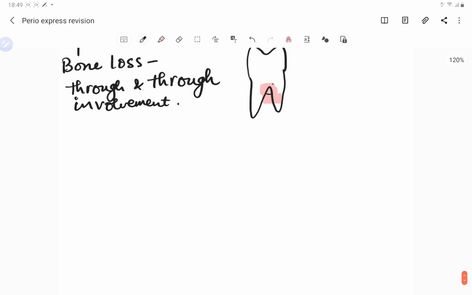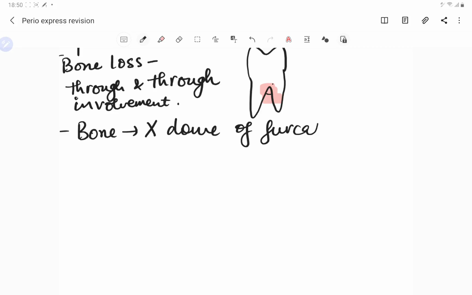And bone is not attached to the dome of the furcation. Now you know that dome of the furcation is our fornix area, so bone is not attached to that. Bone is not attached to the dome of the furcation. So there is a complete interradicular bone loss. All these things are the same thing only. So a bone loss from both the sides, facial, lingual. So complete interradicular bone loss.